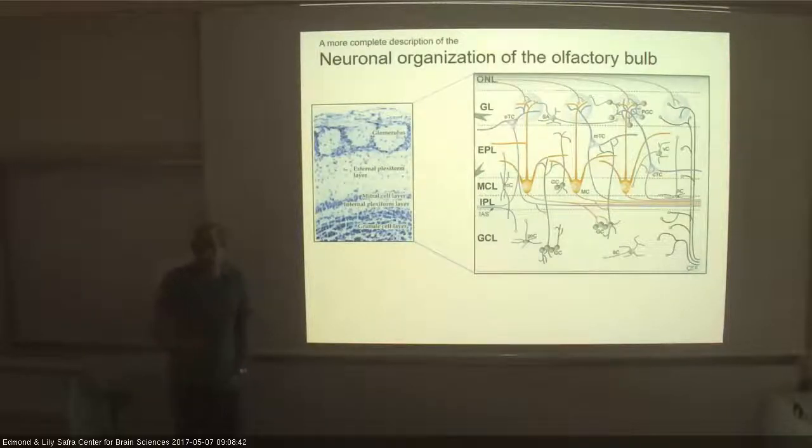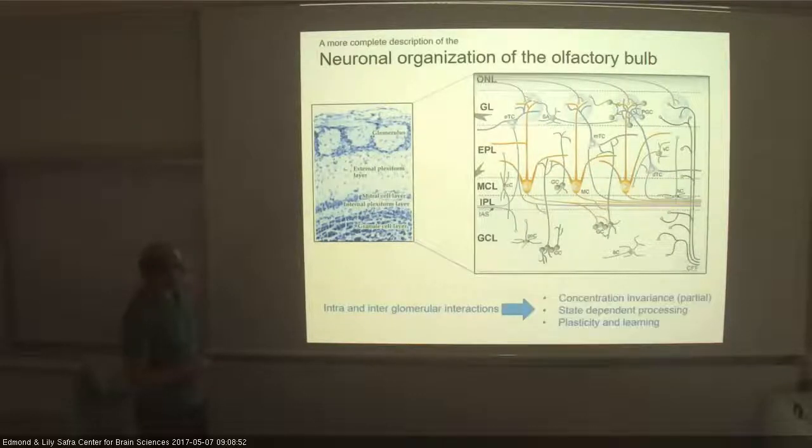Also, we don't know what all of them do. There are many things that could be done, and we don't know the roles of each of these interneuron classes. Some things that we do know they do: they help with the process of concentration invariance, which we mentioned very early on when we talked about what kind of thing we would want a robot to be able to do. Remember, to identify odors regardless of the concentration.